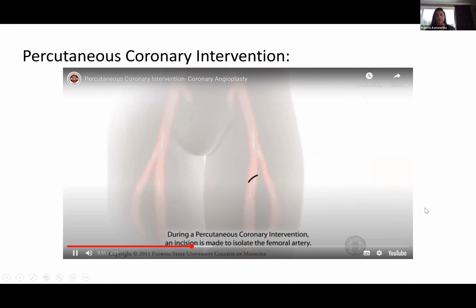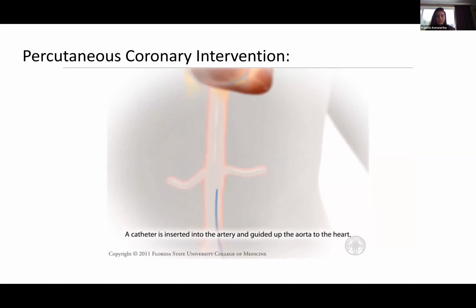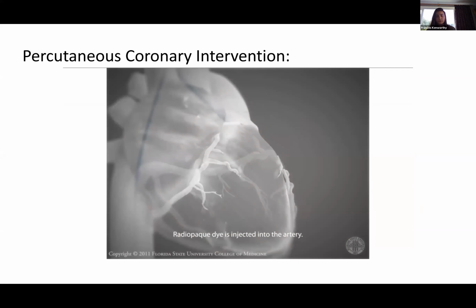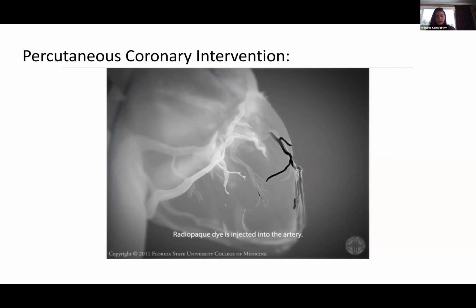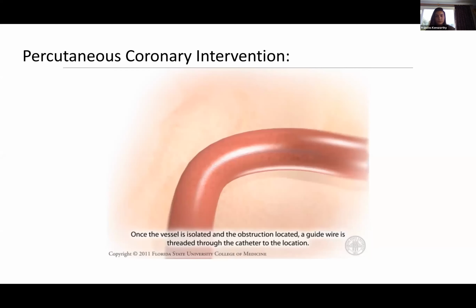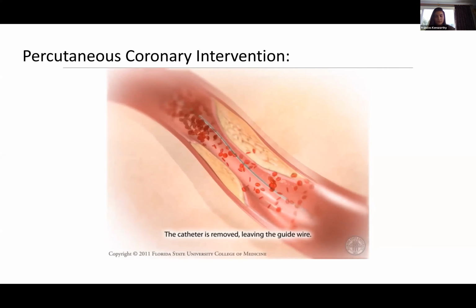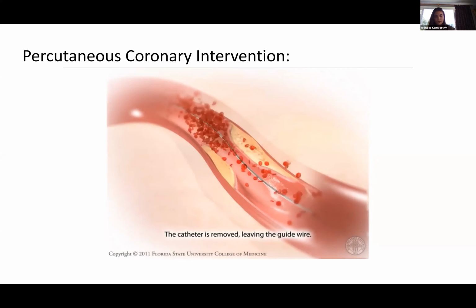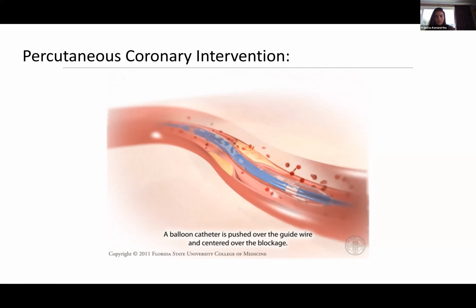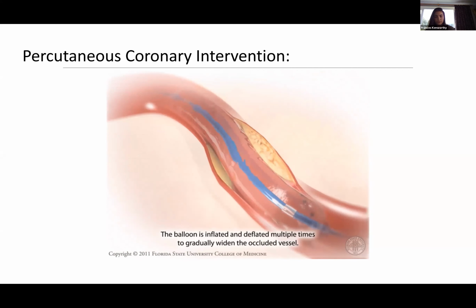Coronary intervention. An incision is made to isolate the femoral artery. A catheter is inserted into the artery and guided up the aorta to the heart. Live angiography is used to guide the catheter to the obstructed coronary artery. Radiopaque dye is injected into the artery. Imaging determines the location of the stenosis and the diameter of the vessel. Once the vessel is isolated and the obstruction located, a guide wire is threaded through the catheter to the location. The catheter is removed, leaving the guide wire. A balloon catheter is pushed over the guide wire and centered over the blockage. The balloon is inflated to open the narrowed vessel. The balloon is inflated and deflated multiple times to gradually widen the occluded vessel.